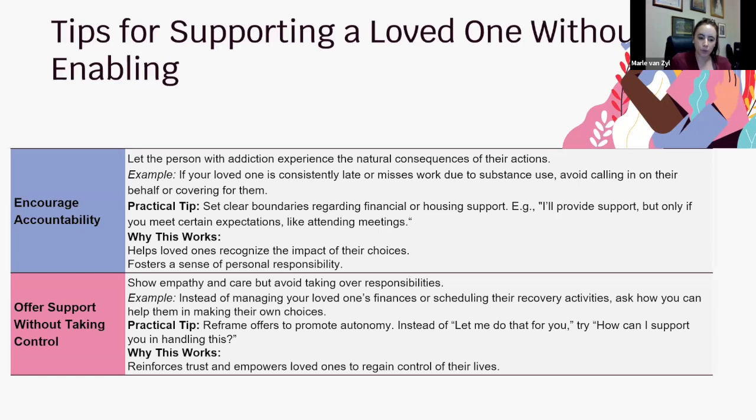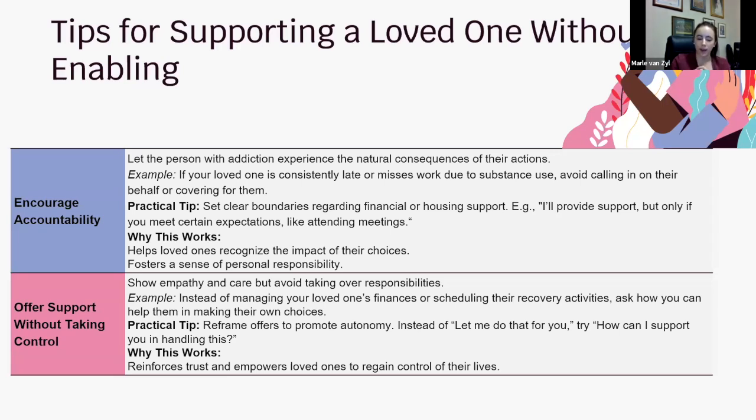Another tip for supporting a loved one is offer support without taking control. So show empathy and care, but avoid taking over responsibilities. An example would be, instead of managing your loved one's finances or scheduling their recovery activities, ask how you can help them in making their own choices. A practical tip would be, reframe offers to promote autonomy. Instead of let me do that for you, try how can I support you in handling this? And why this works, it reinforces trust and it empowers the loved ones to regain control over their lives.